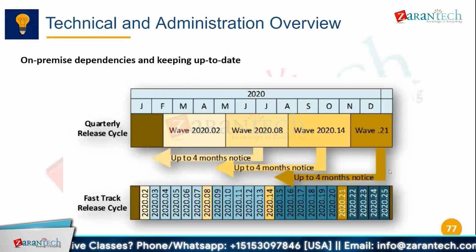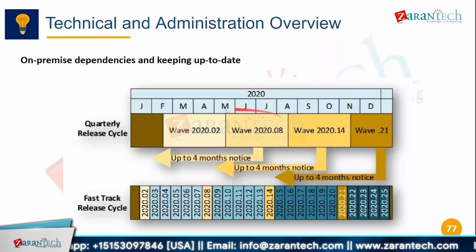Then next is the updates. In the technical administration, the users will have the admin concepts. So this is how the system update happens. If you remember, in the initial times I said there are 2 types of updates happening to SAC. One is the quarterly update, the other one is fast track. The quarterly update happens every 3 months. Sorry, every 3 months. So that is the quarterly update. Then the fast track update happens every 2 weeks.